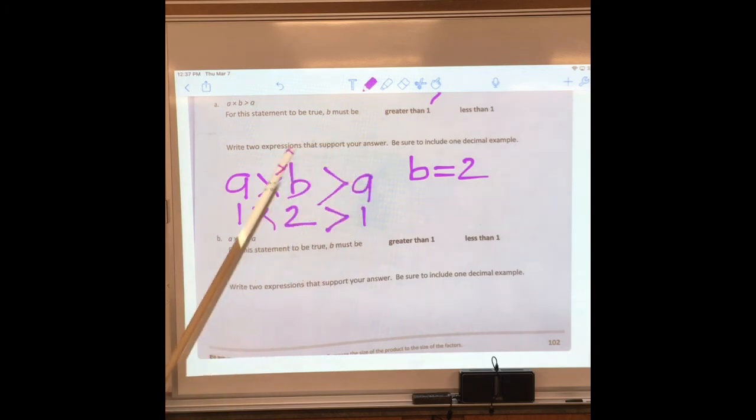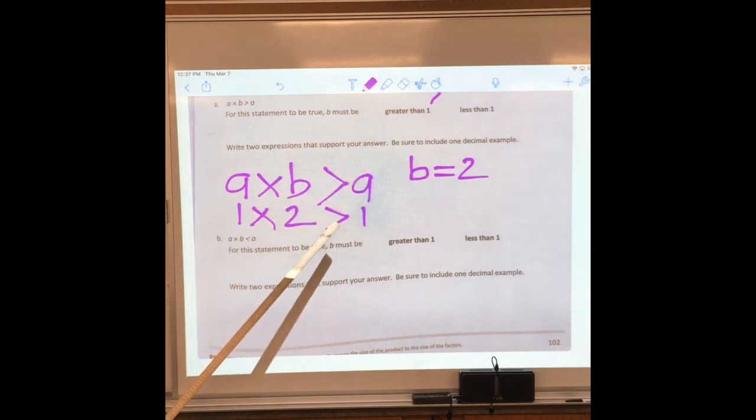So to do these problems, just plug in your numbers and it'll make it a lot easier for you, okay?